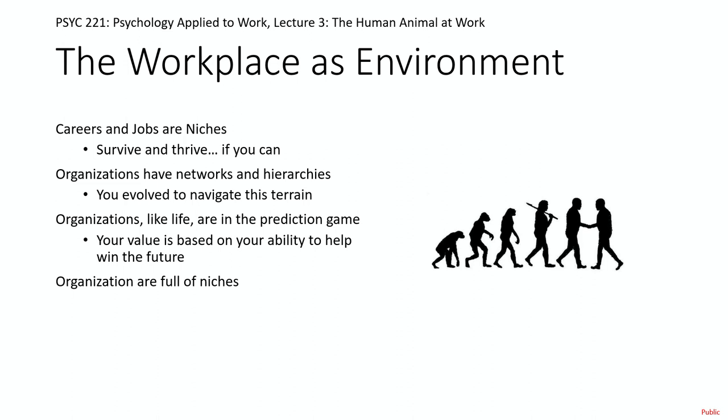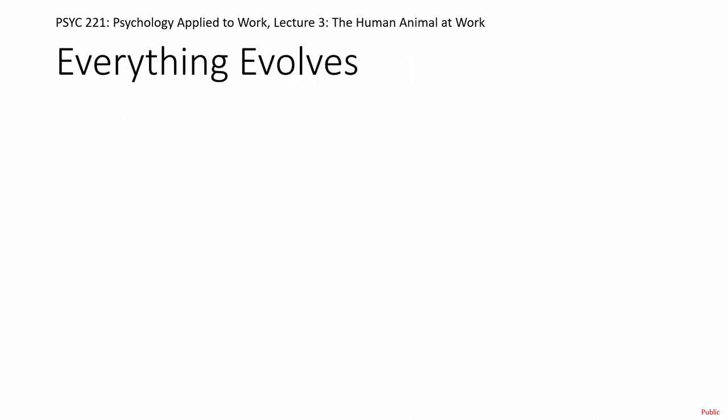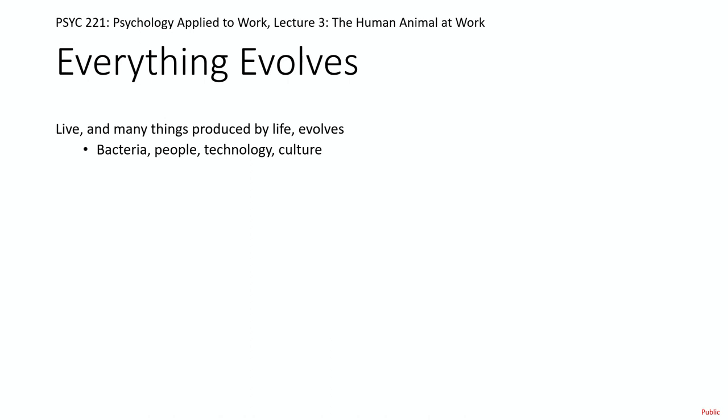Now, organizations themselves are chock full of niches, but niches come and go. Technology is a big part of that, but also it's a competitive landscape often, and markets and market leaders move around. Okay, let's end this with just a perspective on evolution. So obviously, life evolves, but really anything produced by life evolves, so anything alive. So bacteria evolves, obviously people, monkeys, but so does technology. I mean, technology evolves so fast, too fast.